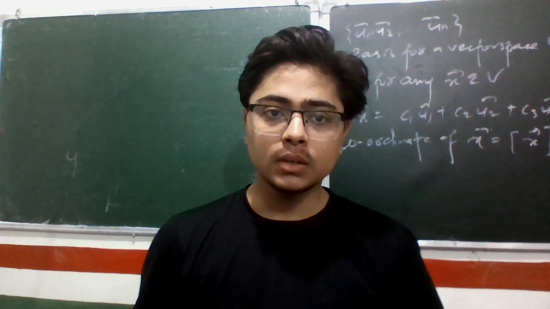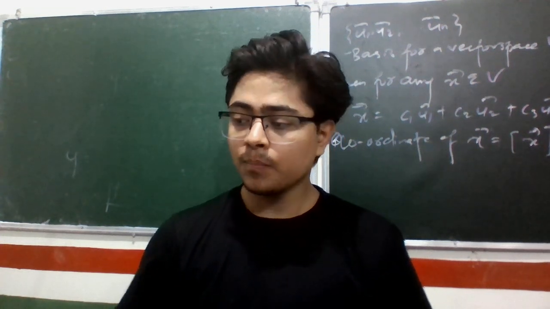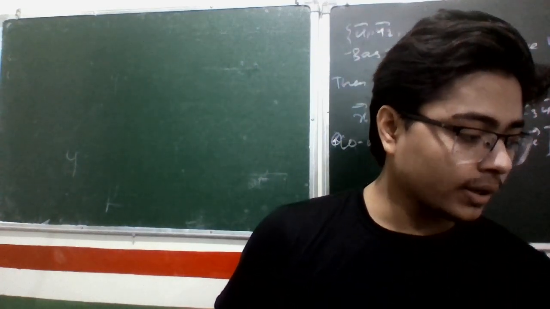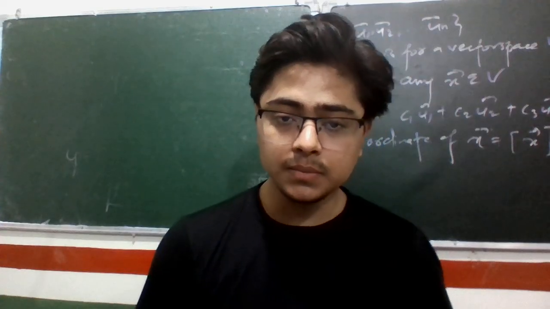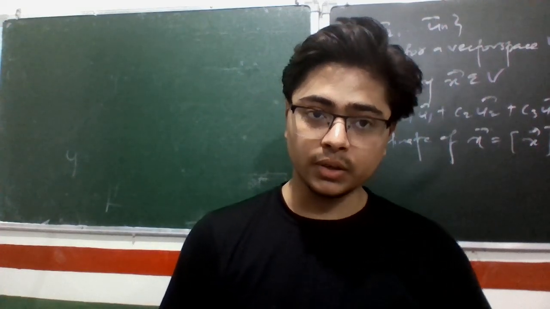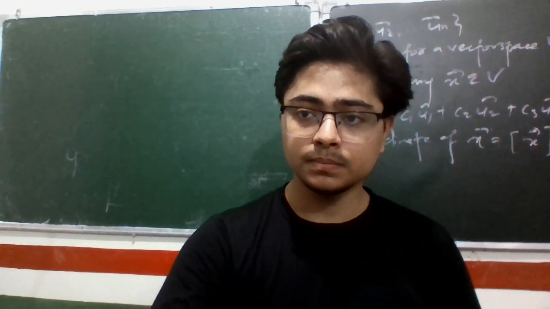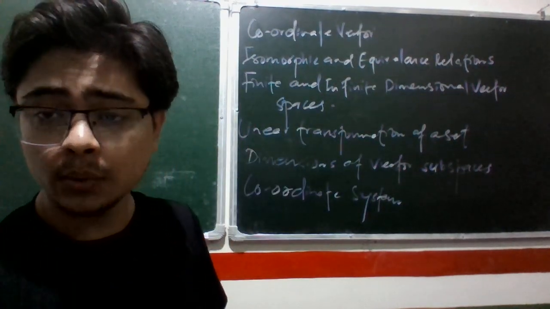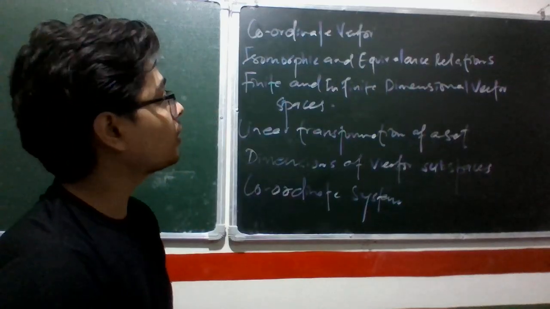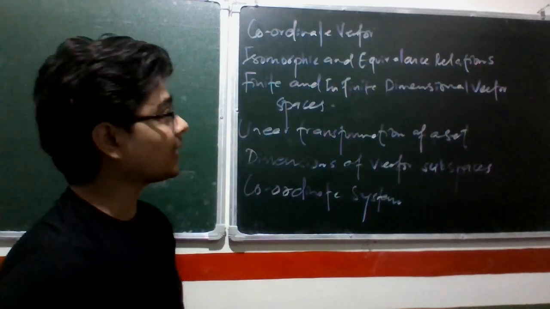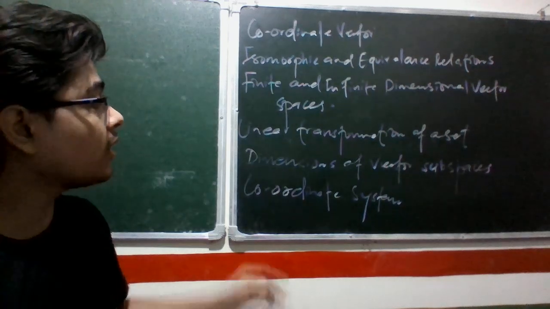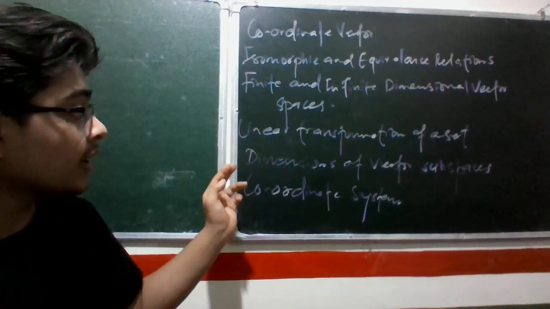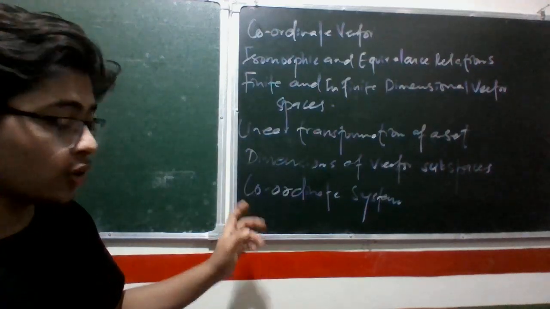Hello everyone. Today we are going to continue our video on vector subspaces, and today we are going to start from coordinate vector and go further. Okay, let's see this one. So this is going to be the things that we are going to cover in this video. First we will talk about coordinate vector, then isomorphic and equivalence relation, finite and infinite dimensional vector spaces, linear transformation of a set, dimensions of vector subspaces, and coordinate system.